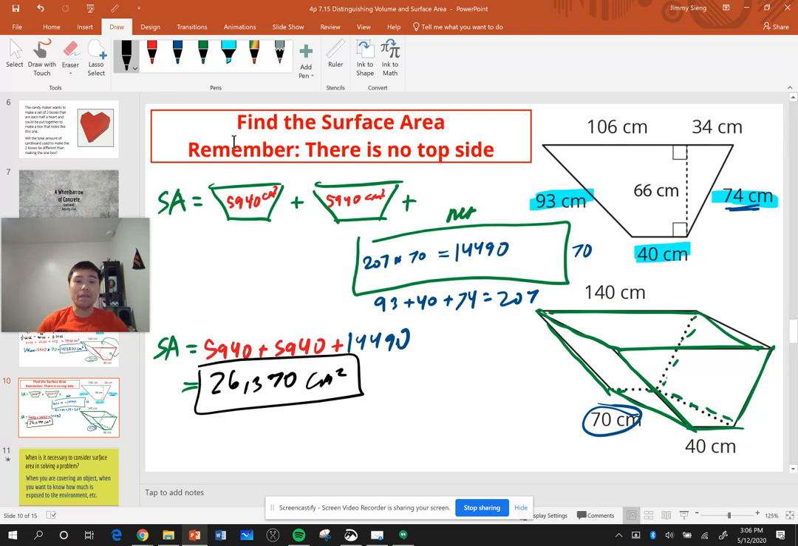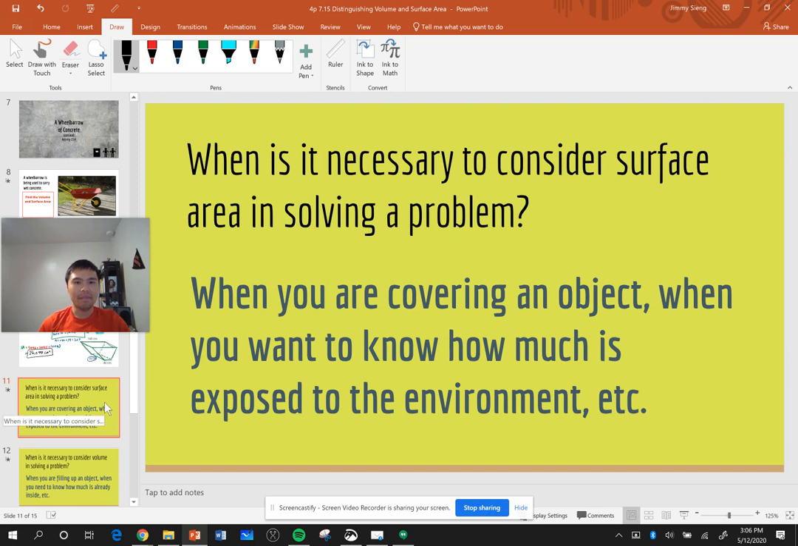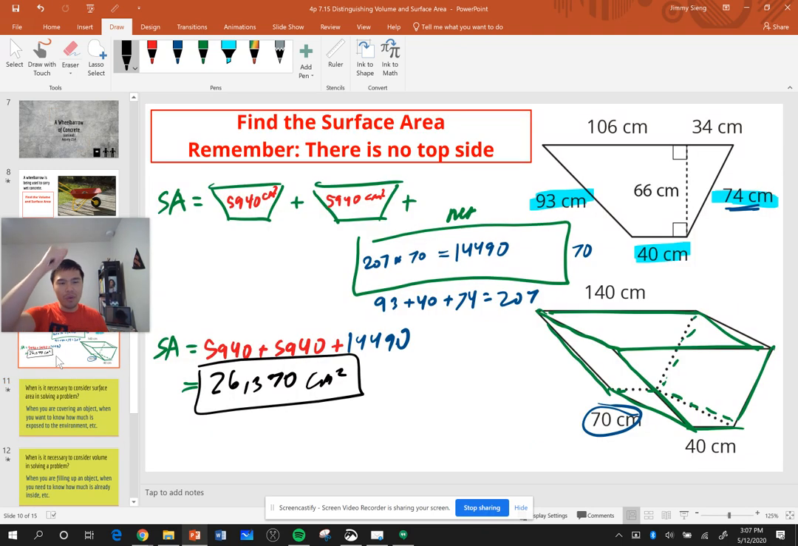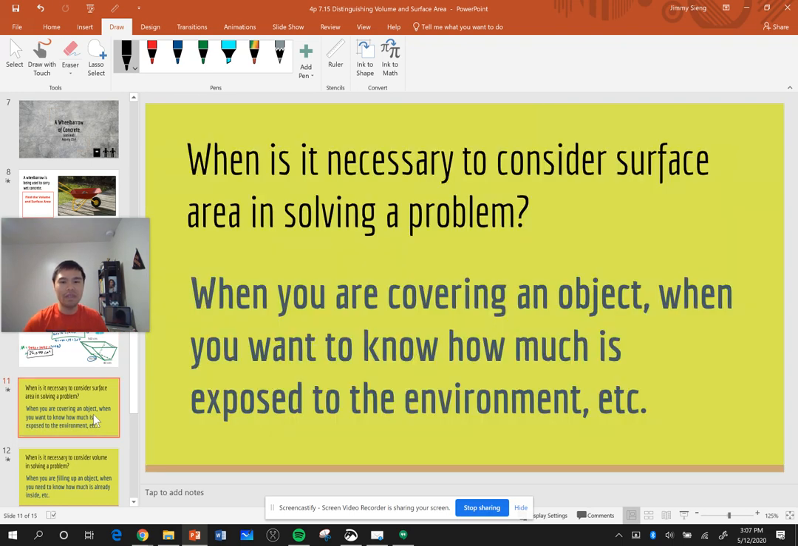We found the surface area by taking the top and bottom of the base of this wheelbarrow, and then found the net of it, added the area of all of those, and we got surface area, right? So wrapping it up, when is it necessary to consider surface area in solving a problem? Well, to consider it is when you are covering an object, when you want to know how much is exposed to the environment. In this case, if we poured cement and left a layer of cement, we're saying, how much cement is still covering that wheelbarrow? That's when we use surface area, all right?